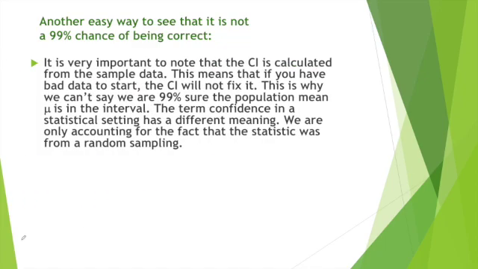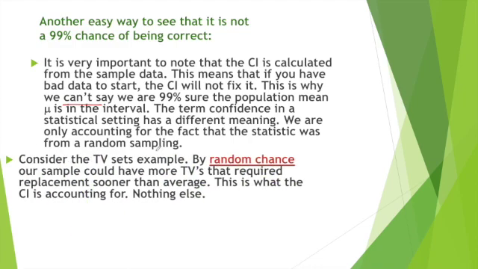Another easy way to see that this is not a 99% chance of being correct is the following, okay? It's very important to note that a confidence interval is calculated from sample data. If you have bad data to start, your confidence interval will not fix it. This is why we cannot say that we're 99% sure the population mean is in the interval. The term confidence in a statistical setting has a different meaning, okay? We're only accounting for the fact that the statistic was from random sampling, right? And not everything random will still give us a perfect representative sample.